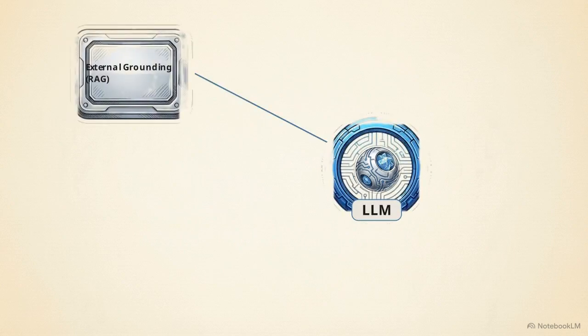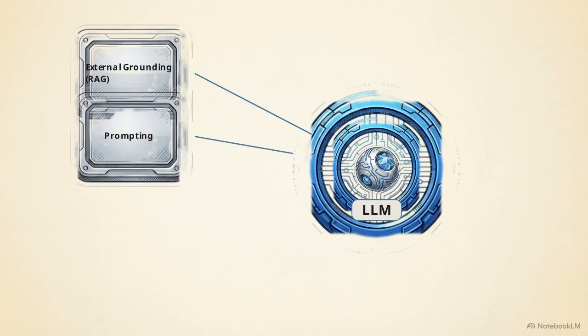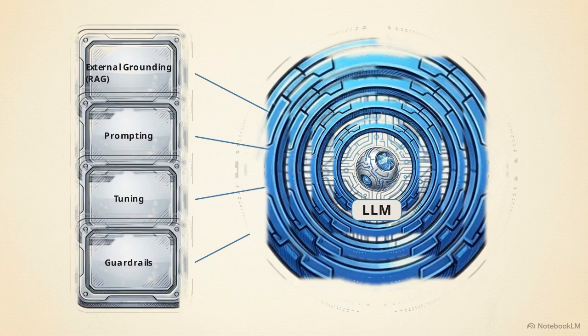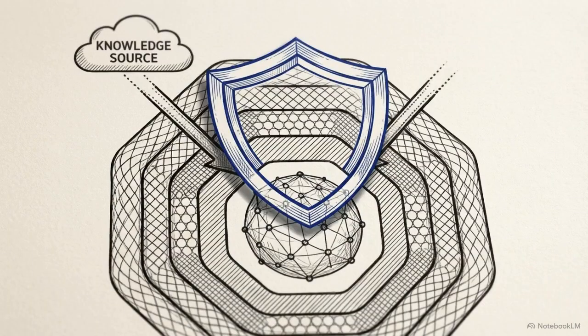Eliminating hallucinations requires a unified product architecture rather than a single setting. These layers work in concert. External grounding provides the facts. Prompting sets the behavioral rules. Tuning reduces creative deviation. And guardrails independently verify the final output. This defense-in-depth approach provides the necessary reliability for deploying LLMs within production-level enterprise environments.